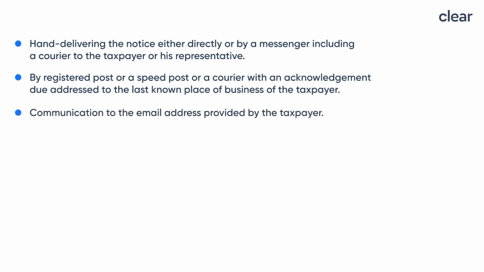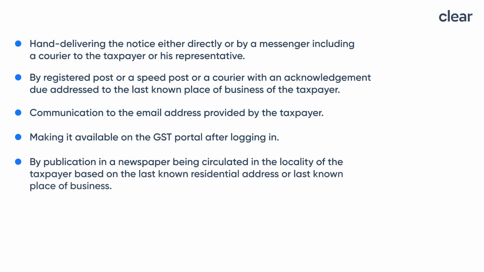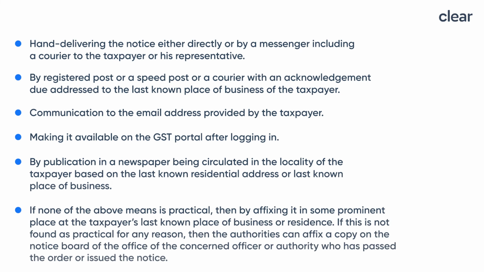Number 3. Communication to the email address provided by the taxpayer. Number 4. Making it available on the GST portal after logging in. Number 5. By publication in a newspaper being circulated in the locality of the taxpayer based on the last known residential address or last known place of business. Number 6. If none of the above means is practical, then by affixing it in some prominent place at the taxpayer's last known place of business or residence.